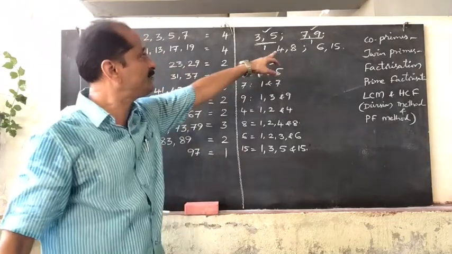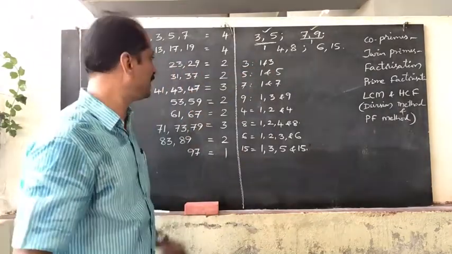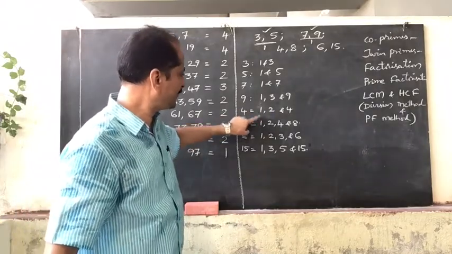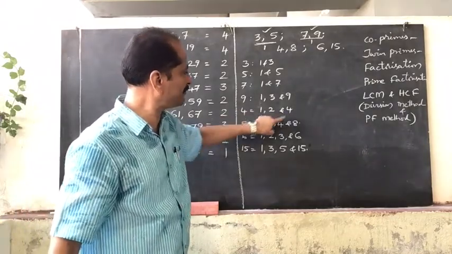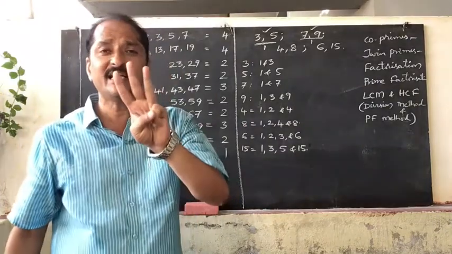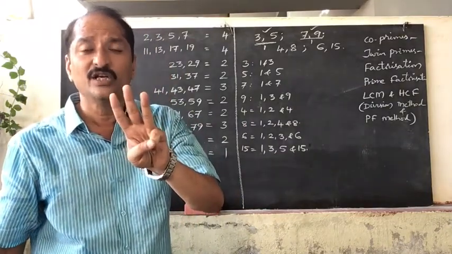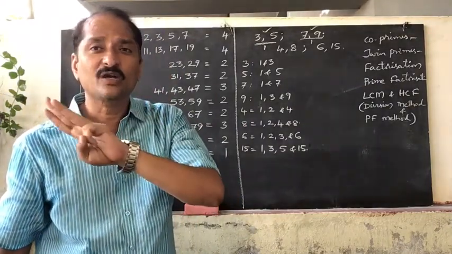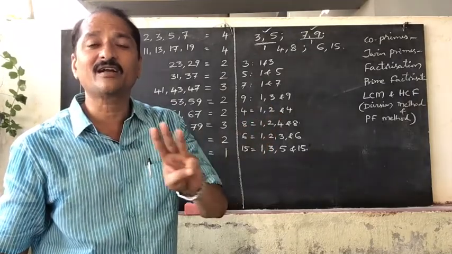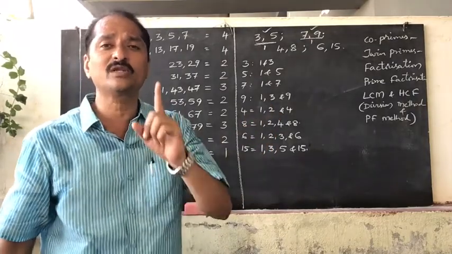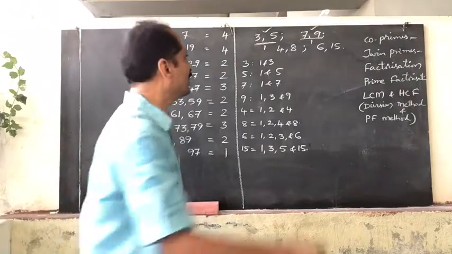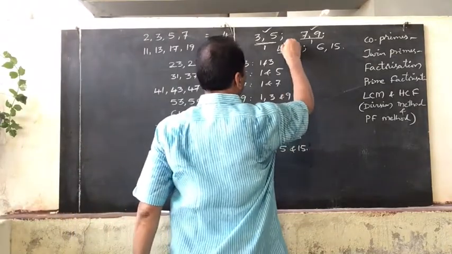Next, coming to 4 and 8. Observe carefully here. In 4 and 8, 1 is a common factor, 2 is a common factor, 4 is a common factor. So there are 3 common factors for 4 and 8. So they are not co-prime numbers. 4 and 8 are not co-prime numbers because they have more than one common factor. Understood?